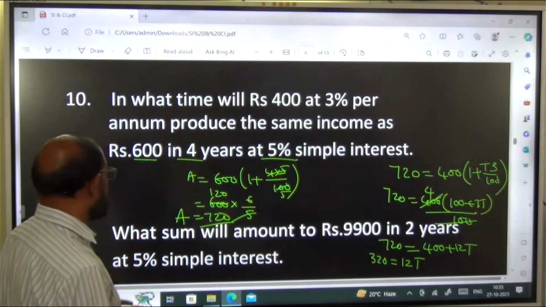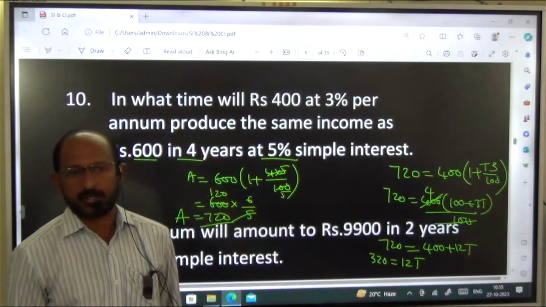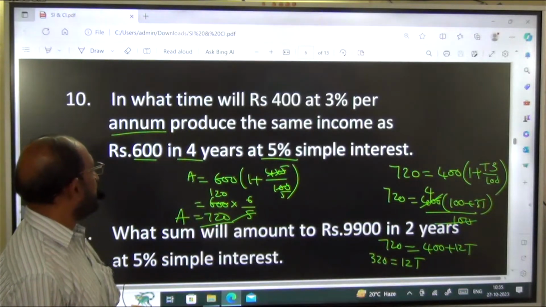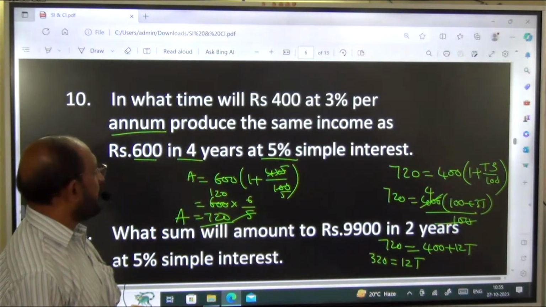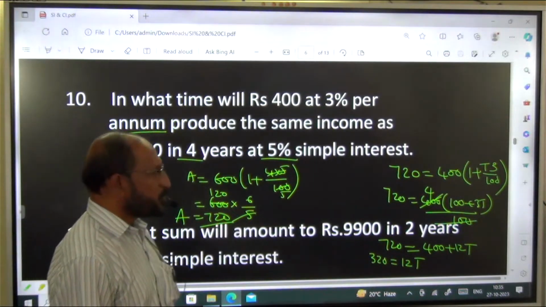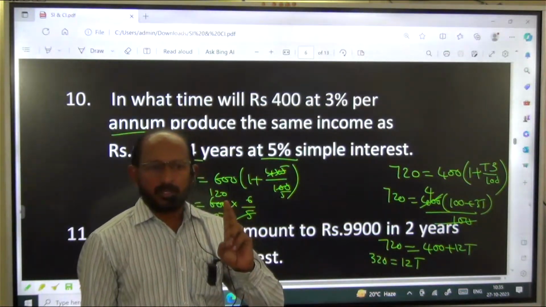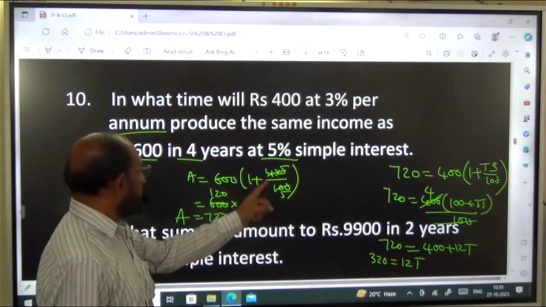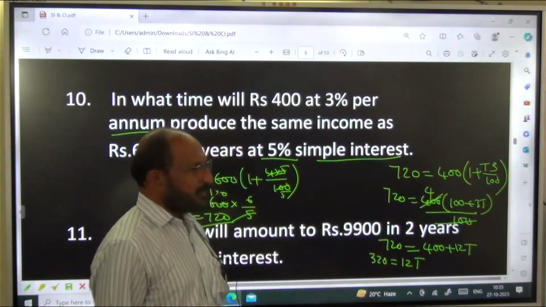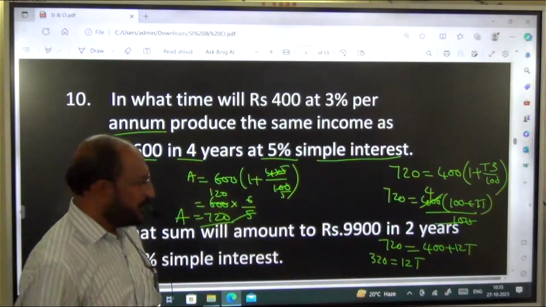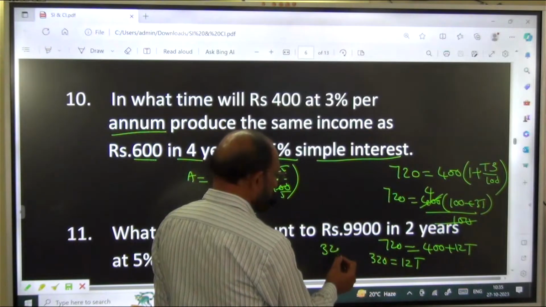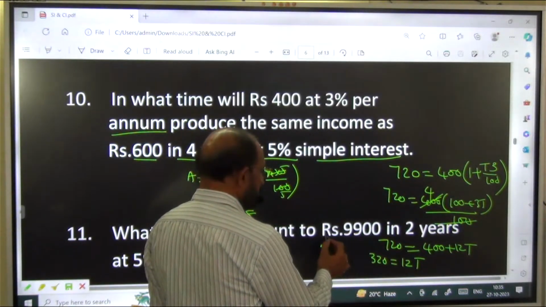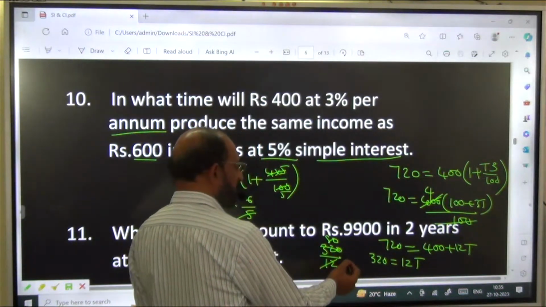That time is when the amount produced is the same, not in simple interest. If simple interest is there, we have to take interest. Two cases are there. If you take that amount, time is equal to this: 320 by 12. 4 threes 12, 4 80s, so 80 by 3 is the time.